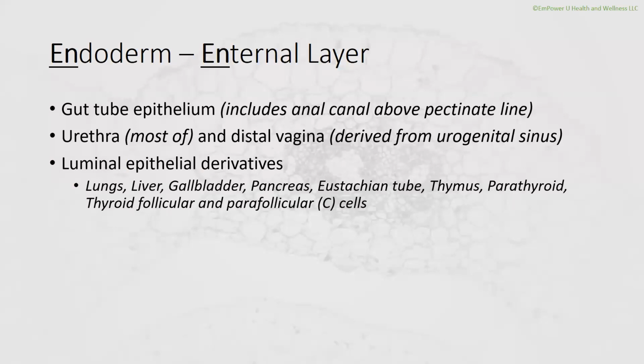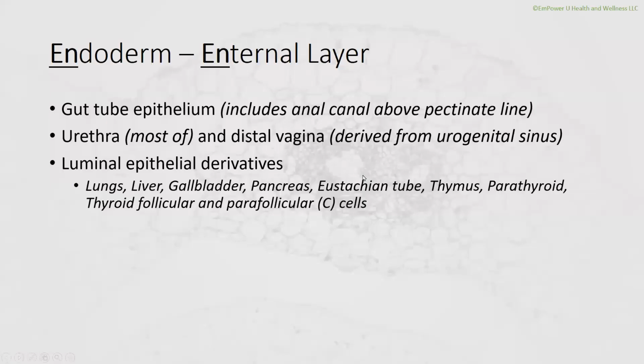The luminal epithelial derivatives. So what does that mean? It means a lot of our organs are endoderm: lungs, liver, gallbladder, pancreas, our eustachian tube, thymus, parathyroid, thyroid follicular and parafollicular cells. So a lot of our organs and stuff are endoderm. It's the internal structures. So I think for me, when I learned these, the endoderm is the easiest one to remember first, it's the smallest. Then I remember the external ectoderm, because it's like the surface stuff, the epidermis, the kind of superficial things.